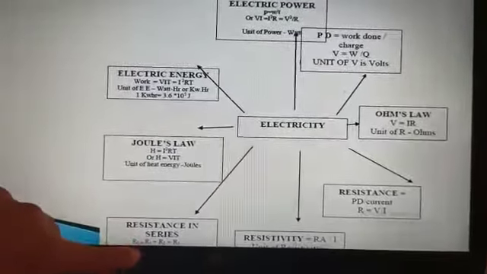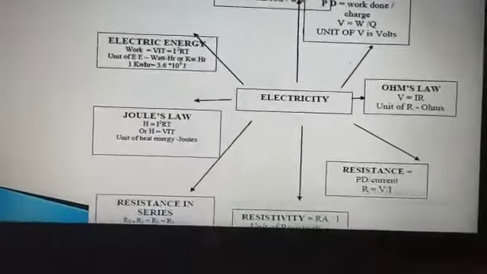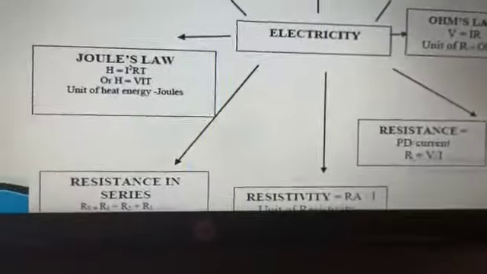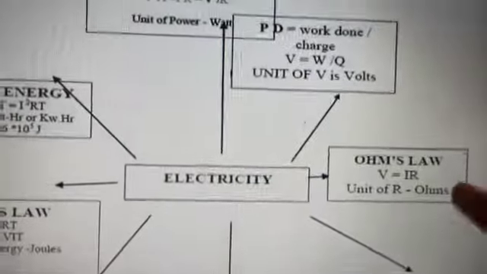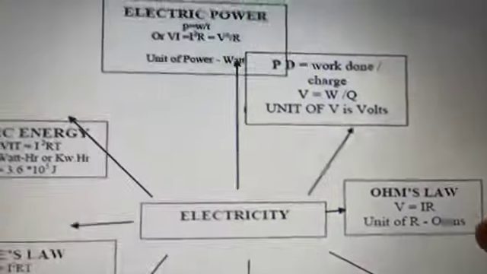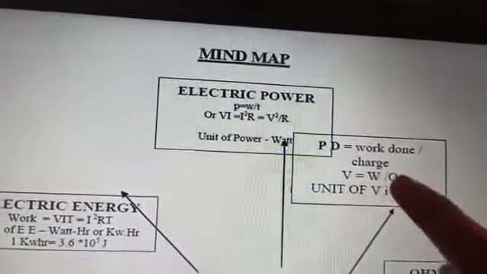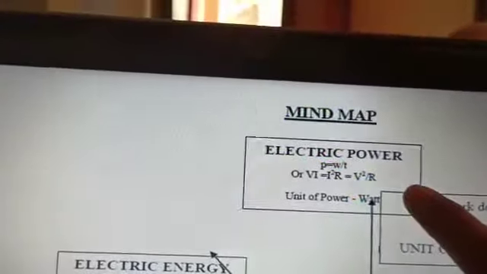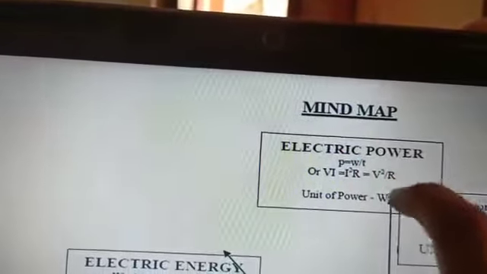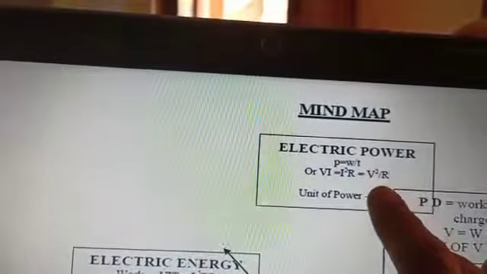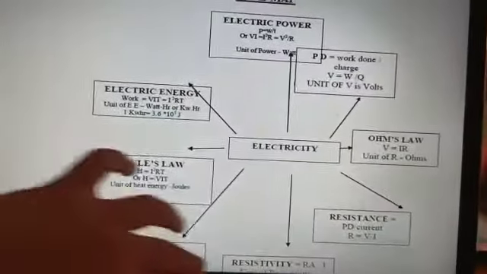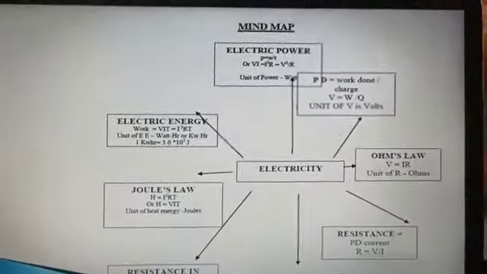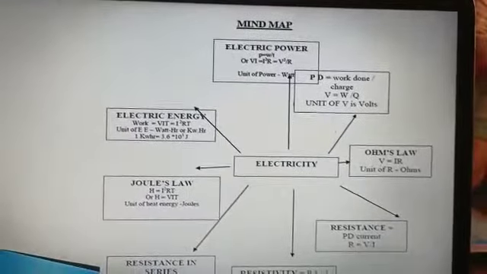Resistance in series is R1 plus R2 plus R3. Resistivity is RA by L. Resistance is V by I. Ohm's law is V is equal to IR. Potential difference is equal to work done by charge. And electric power is equal to work done by time, or VI is equal to I square R or V square by R. So this one slide gives you all the formulas that are used in this chapter. You can pause the video and make notes of these formulas here.